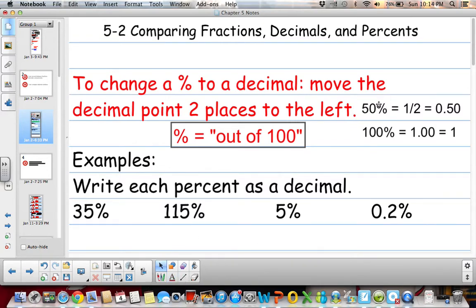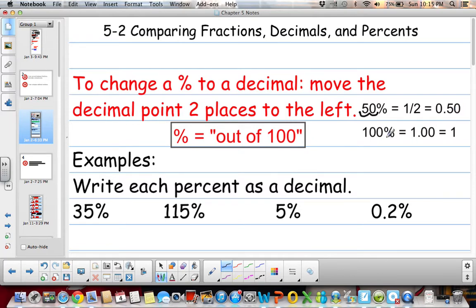we know that 50% is half. We just know that off the top of our head. And we also know that half is the same as 0.5 or 0.50. So if we just take 50, even though we don't have a decimal point showing, we always know that there is an invisible decimal point after a whole number. So if I have it right after my 0 and I go over 2, that gives me 0.50. Which makes sense because we know that 50% is the same as half, which is 0.5 or 0.50.